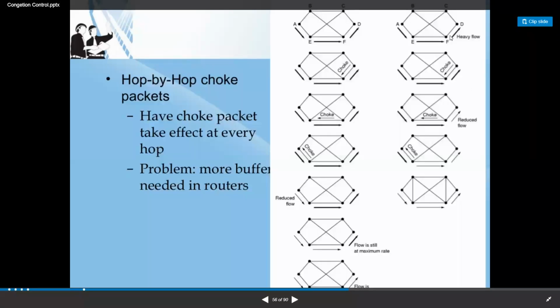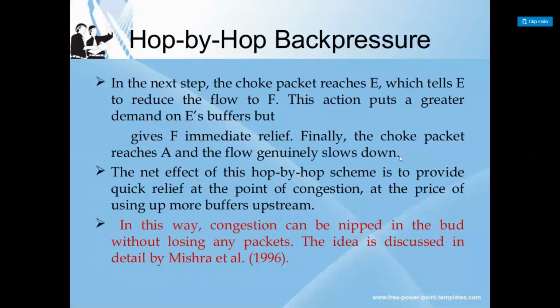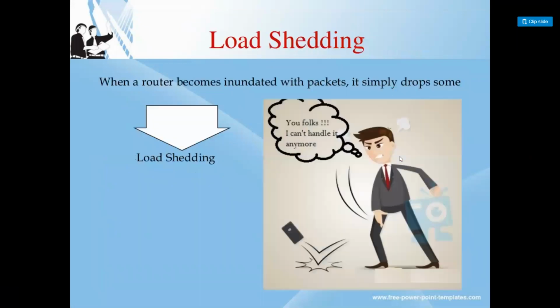See here, in the first diagram, the congestion signal from D reaches A, and only then does A stop its transmission. In the second diagram, the signal from D reaches F. F slows down its transmission and F intimates back. Then E slows down its transmission and intimates back, and A slows down its transmission. Okay, this is the advantage of hop by hop choke packets and back pressure.